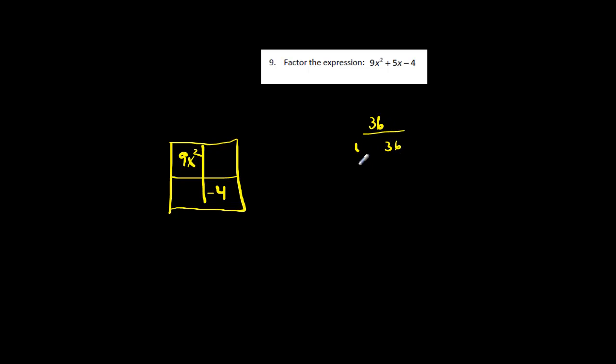Factor the expression. We can use the box method here. So 9x squared and -4. 36 is going to be your AC. So 1 times 36, 2 times 18, 3 times 12, 4 times 9, 6 times 6. Let's read the signs. Different signs, the larger one's positive.